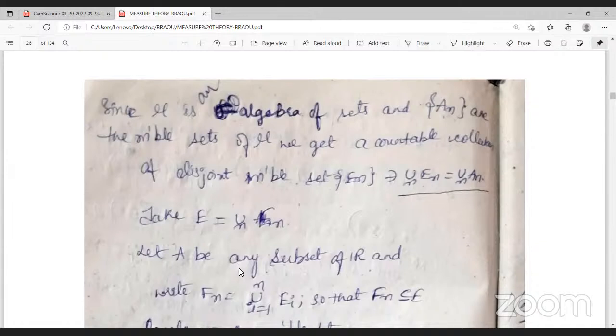m star of En plus 1 is less than or equal to m star of En. Same, write down: m of En plus 1 equals m star of En plus 1, which is less than or equal to m star of En.